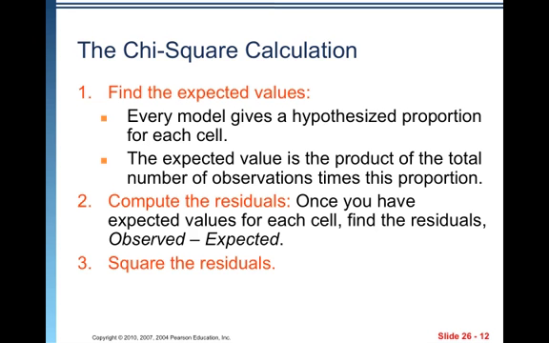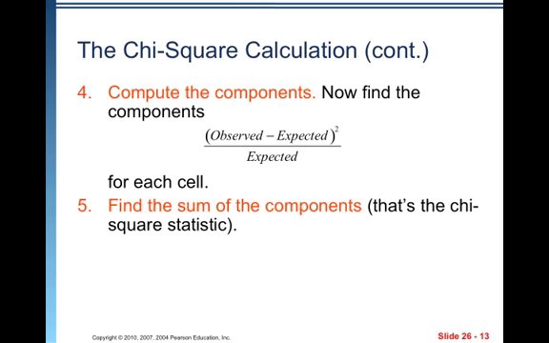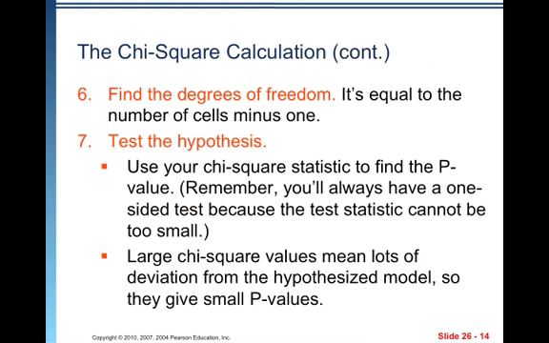Then you want to compute the residuals. Once you have expected values for each cell, find the residuals, observed minus expected, square the residuals, and then compute the components. So it's the square of the residuals divided by the expected count. Then you get the sum of all the components. You find the degrees of freedom. It's the number of cells minus 1, or number of categories minus 1.